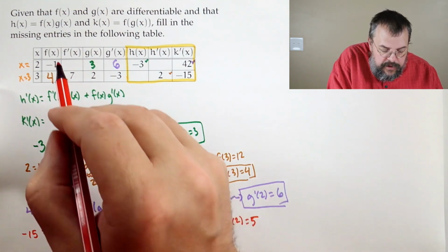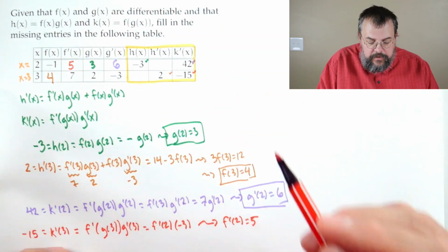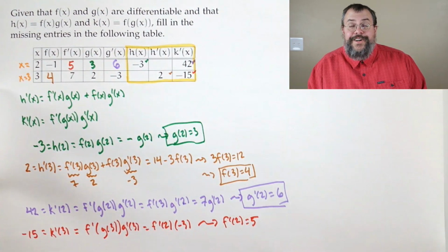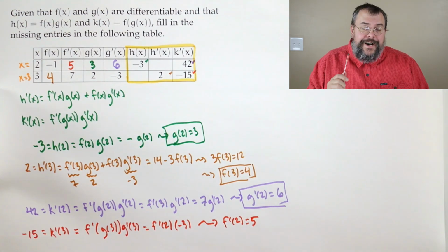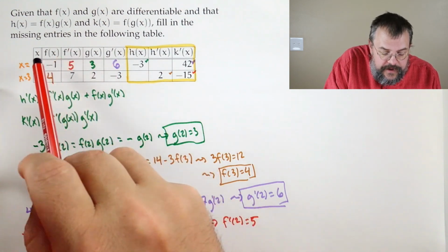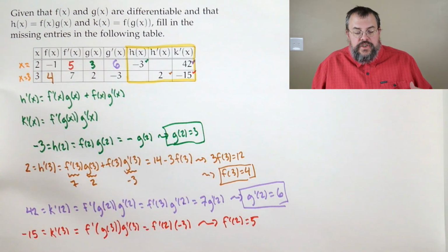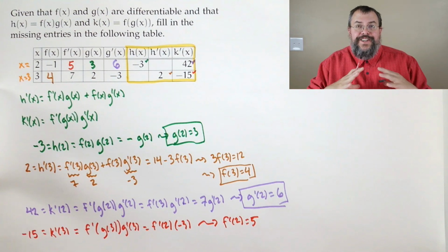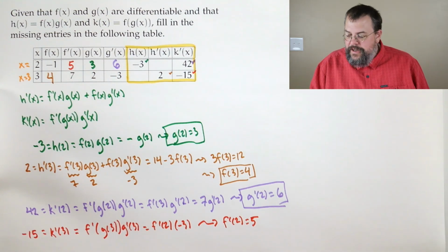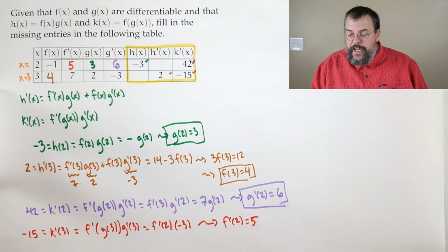Okay, so that means that is a 5. And now we've used that piece of information. But now, here's the important thing. Aha, we're in great shape right now because we filled in all the information about f and g. And h is really combinations of f and g. So we can now finish our last bits of our table.